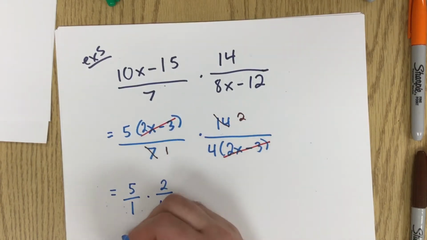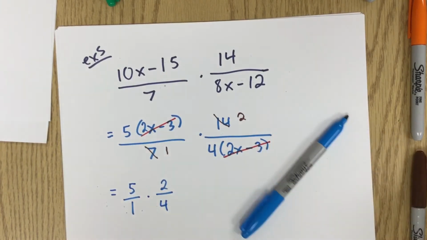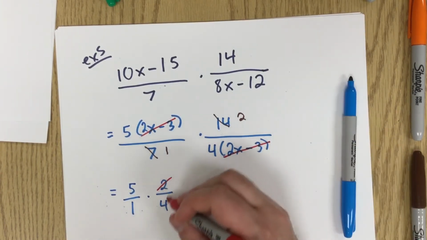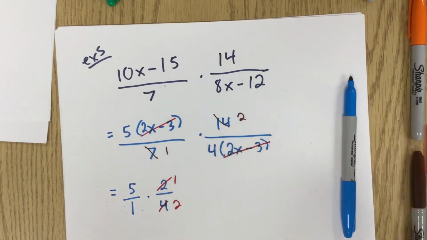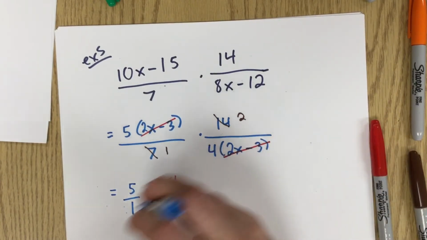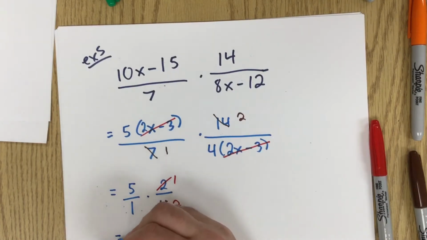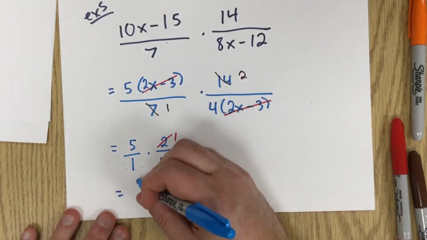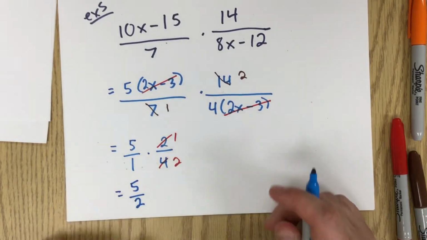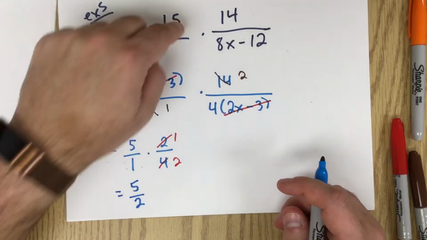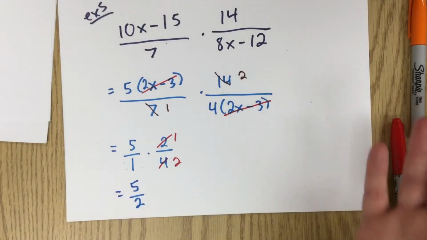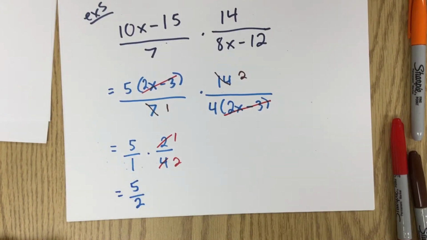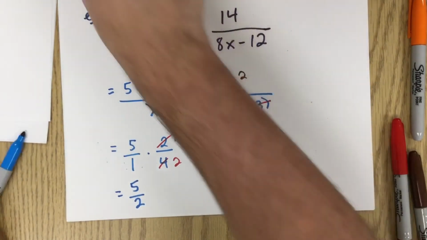which is going to be, actually we could reduce this again, because 2 over 4 is the same thing as 1 over 2. 5 times 1 is 5, 1 times 2 is 2. So that's going to be equal to 5 over 2. So 10x minus 15 over 7 times 14 over 8x minus 12 actually reduces to 5 over 2, or 2.5. With some restrictions, though.